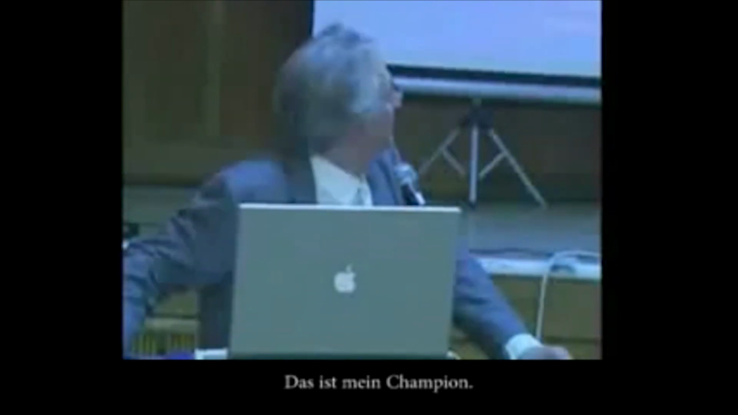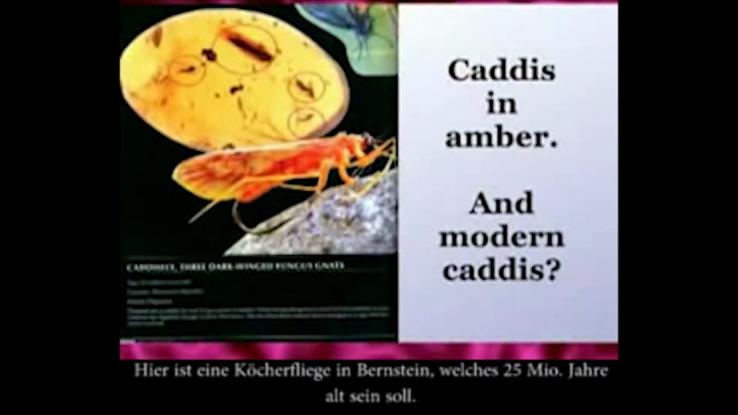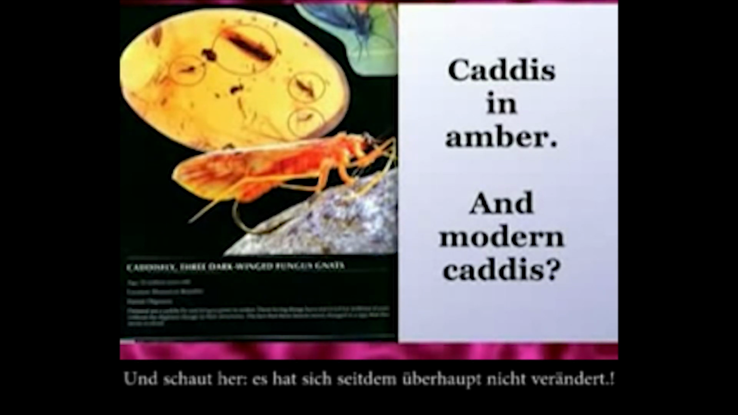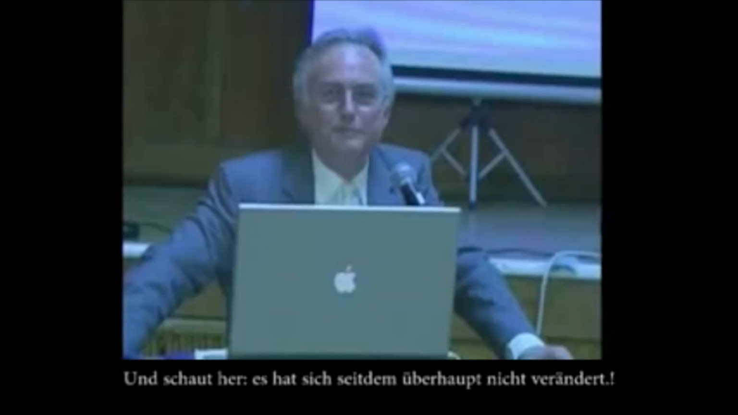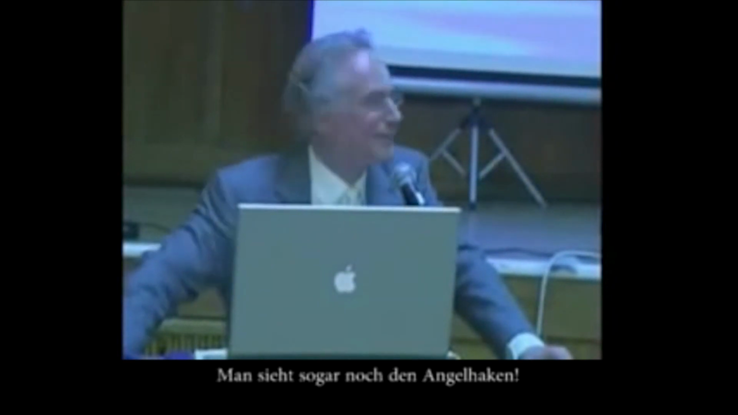This is the champion one. There's a caddisfly in amber, which is 25 million years old. And look, it hasn't changed at all to the modern one. The modern caddisfly is a tied fishing fly. And it's still got its hook.